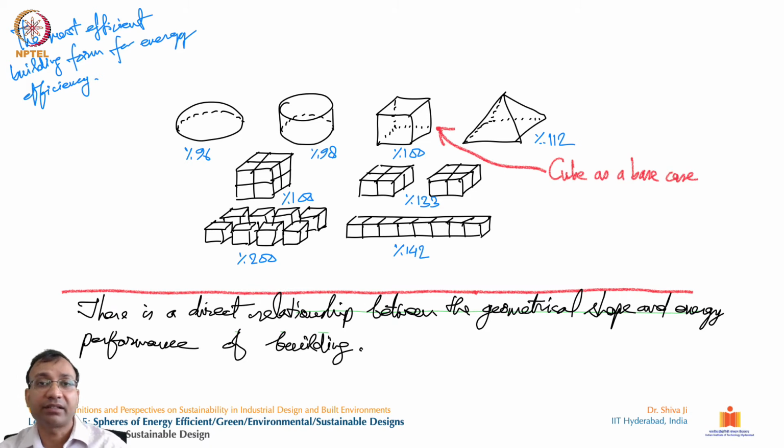So let's see how the form of the building can be used as a strategic input for designing buildings. If we take this cube as a base case, holding 100% of volume by 100% of the surface area, that is our base unit case. If we compare the other geometries, for example, this is a hemisphere, a circular base with a hemisphere on top of it. Now this is a cylindrical structure. This has 96% of this quotient, this has 98%, and this requires 112%, a pyramidal shape with a square base.